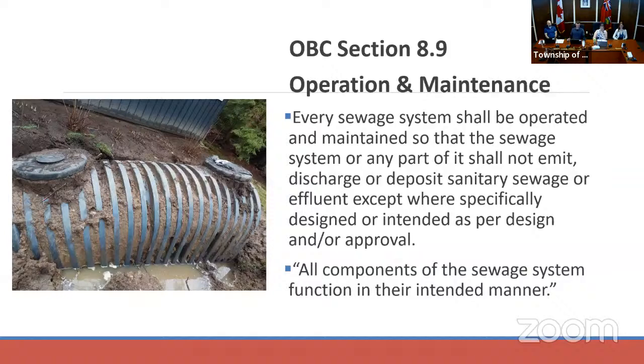so that the sewage system or any part of it shall not emit, discharge, or deposit sanitary sewage or effluent, except where specifically designed or intended, as per design and approval. Section 8.9 goes on to further state that every sewage system shall be operated in accordance with the basis on which the construction and use of the system was approved or required under the Act or predecessor legislation, and that all components of the sewage system shall function in their intended manner. That last statement is particularly important, noting that all components of the sewage system shall function in their intended manner.